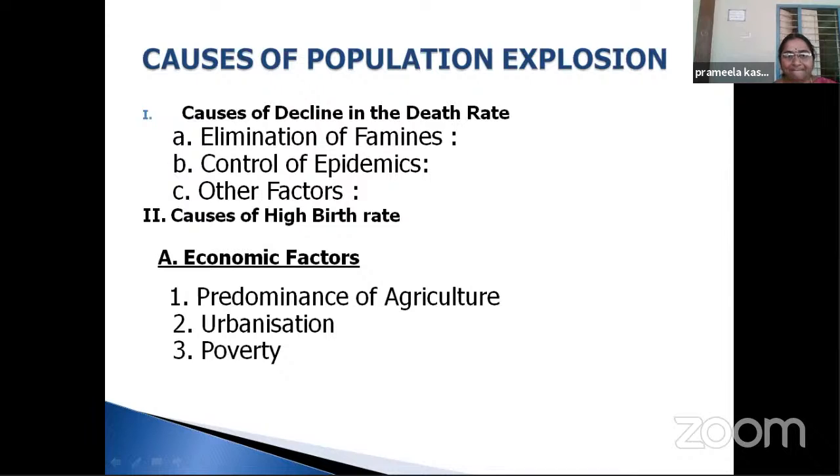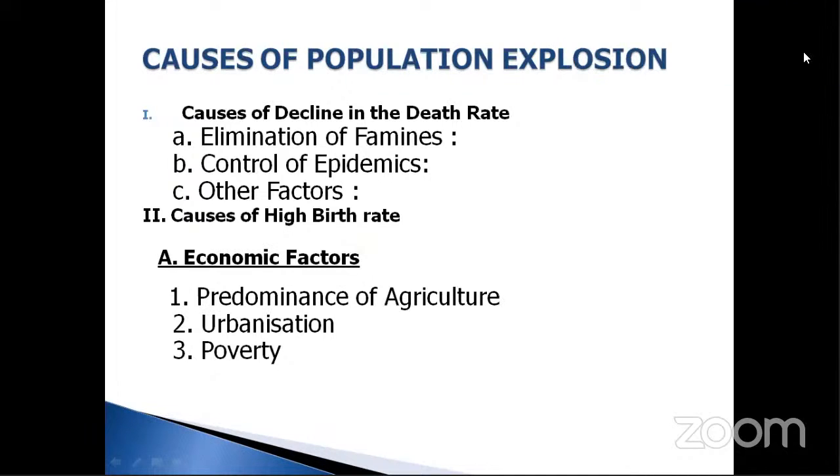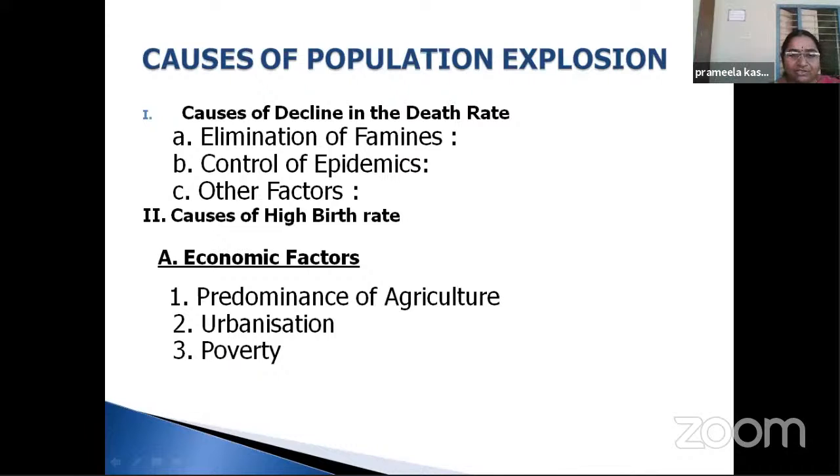Next one, the causes of population explosion. The causes may be divided into mainly three categories. The first one, causes of decline in the death rate, the second, causes of high birth rate, and the third one, immigration. Immigration plays very little role in the growth of population, but the decline in death rates and high birth rate may lead to population explosion in the economy.